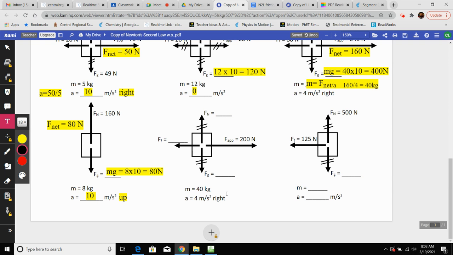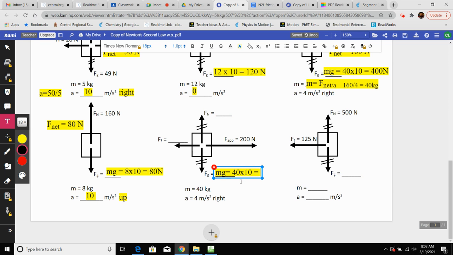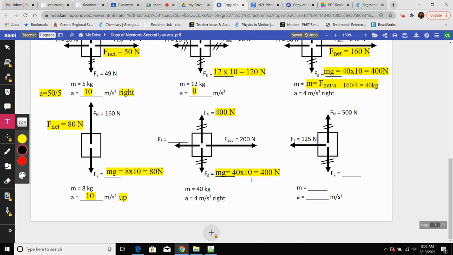Okay, next one. What can I do? One thing I can definitely do is mass times gravity, mg, which is 40 times 10, which is going to be 400 newtons as my weight. Looking at the free body diagram, I can see that these two vectors are equal, which means the normal force will also be 400. How can I find the friction force? We don't have an equation for that, right?